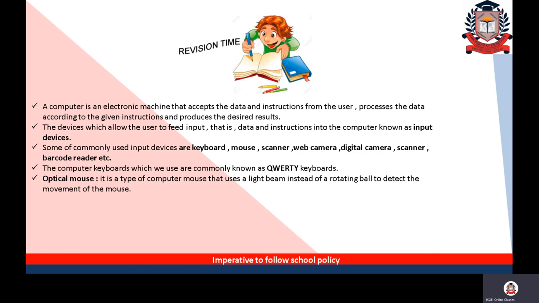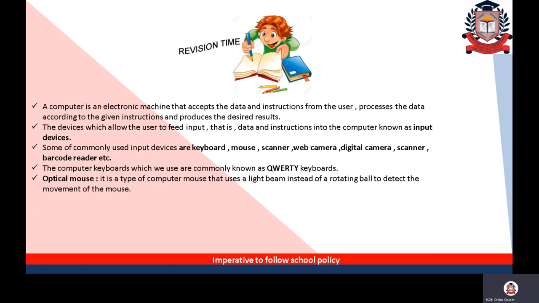The computer keyboards which we use are commonly known as QWERTY keyboards, correct? Where can you see QWERTY? It is visible in the first top row, the first six letters of the alphabet keys of the keyboard. Okay, you remember, right? This is commonly known as the QWERTY keyboard.